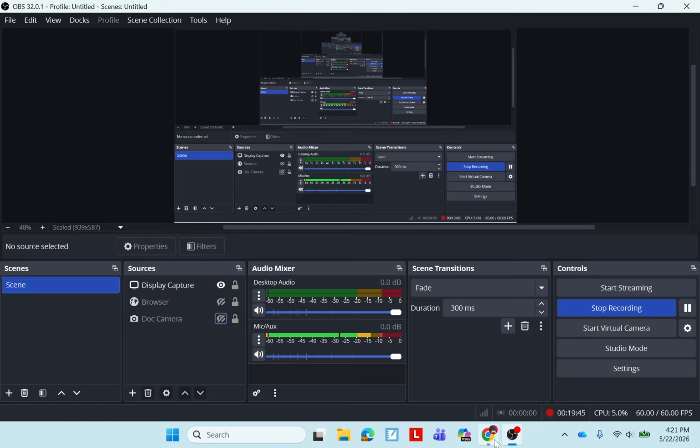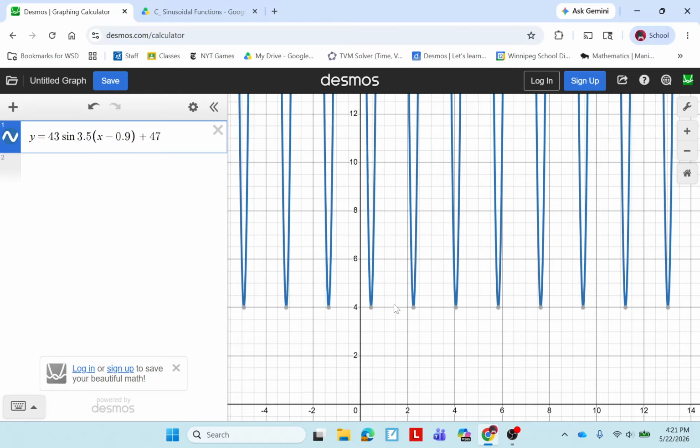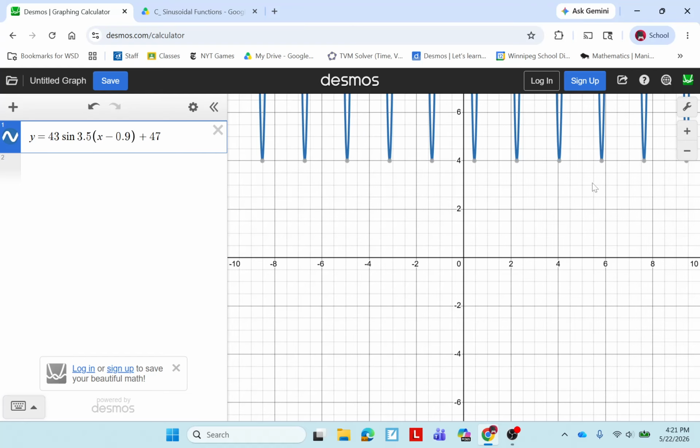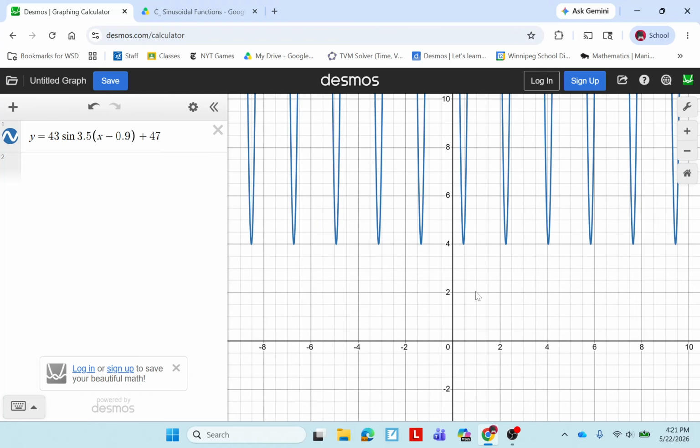So I have my equation typed into Desmos, and I'll show you what it looks like here. Again, there are a lot of waves, but we really want to single out just one or two of the waves. We want it more zoomed in so we can get a better look at it. So we can see that we have a minimum point here at 4, and because my amplitude is 43, it's going to go up double that, or in this case 86. So I'm going to adjust my window settings.